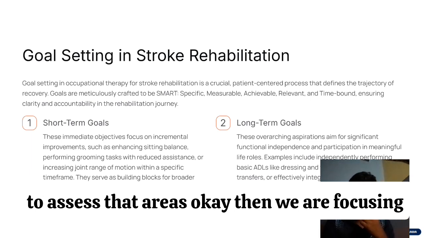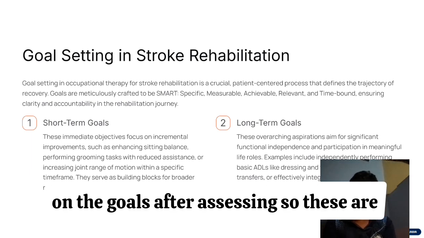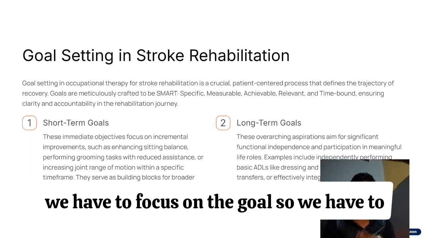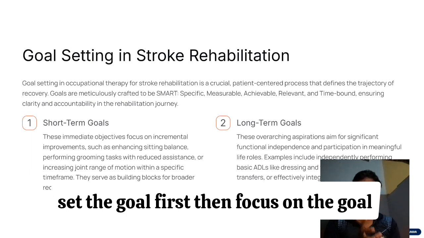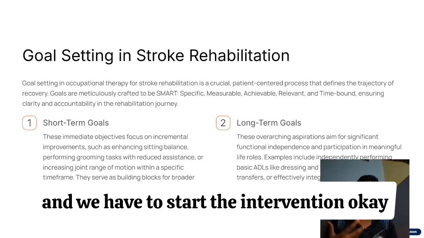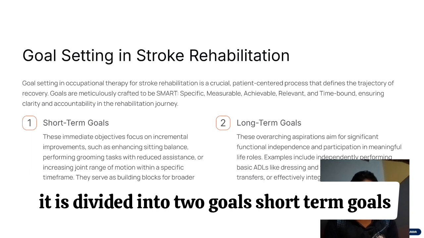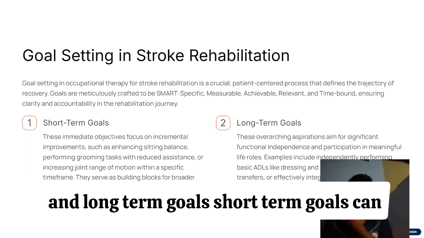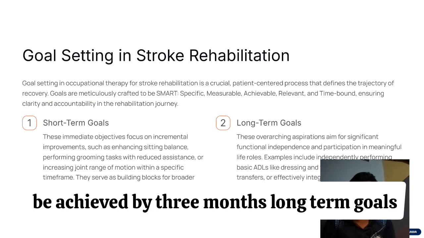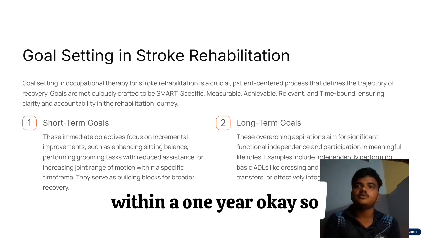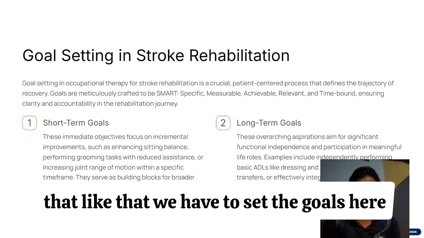Okay, then we are focusing on the goals after assessing. So these are all the problems the person may have. Then we have to focus on the goal. We have to set the goal first, then focus on the goal, and start the intervention. Starting with the goals, they are divided into two types: short-term goals and long-term goals. Short-term goals can be achieved within 3 months. Long-term goals could be achieved within 1 year. Like that we have to set the goals.